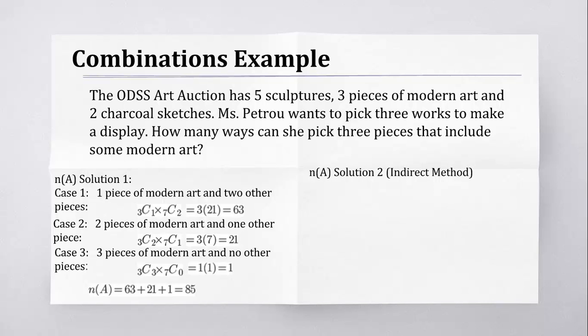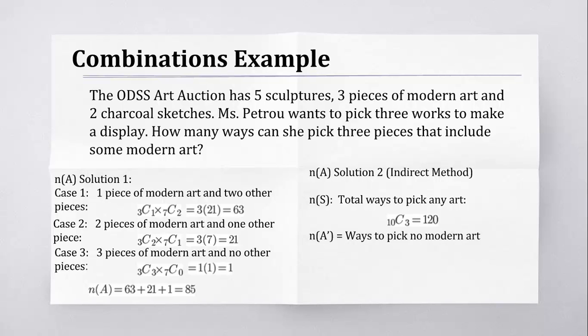Solution 2, well, there's that indirect method too, where you just subtract the case where you have no modern art. N of S is the total ways to pick any art. That's something you need to know. You probably need to know that for probability anyway. But it's good to get that the total ways to pick any art is 10 choose 3. Out of the 10 pieces of modern art, you got 3 of them to choose from.